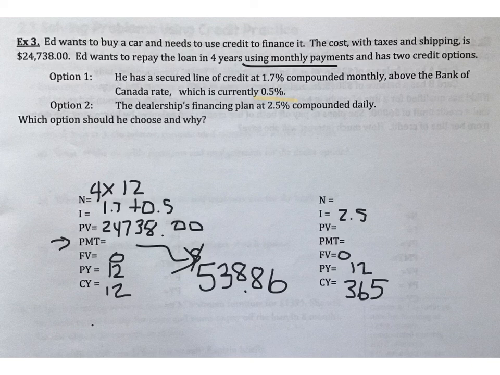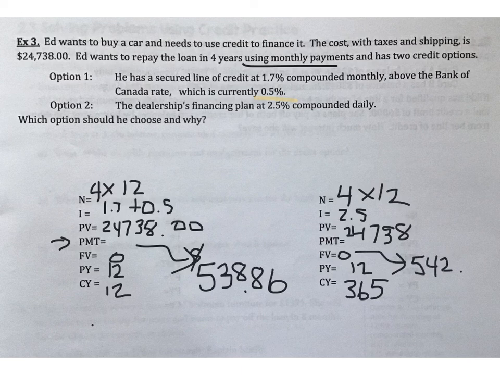He's borrowing the same amount of money, so the $24,738, and he's still doing the monthly payments for the 4 years. So what's changed is the interest rate and the compounding. So just make sure you go in and change those two. So the interest rate is a little bit higher, and we compound now more often, which means he's going to be paying more interest. So it looks like this way his loan is going to be $542 a month and 14 cents.